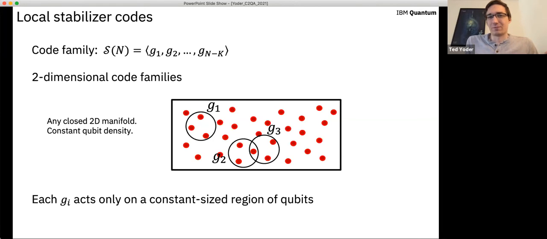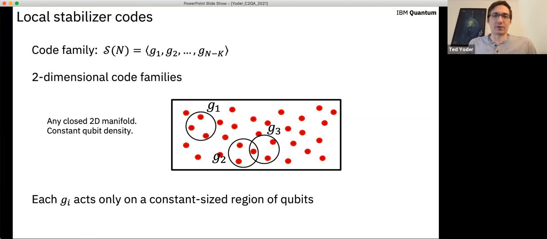Now we're also going to be just focused on local stabilizer codes, and in particular, codes that are local in 2 dimensions. So in this case, there's some code family where there's some parameter n, which is the total number of qubits that you can increase arbitrarily. Usually we have an L by L patch or something. So n is L squared, and we can increase L arbitrarily.